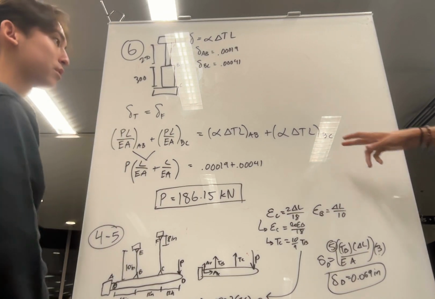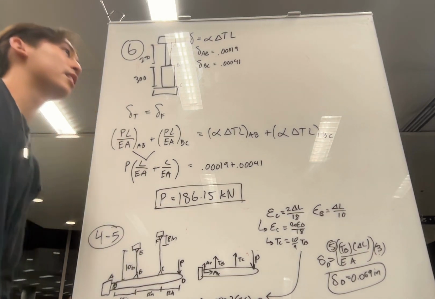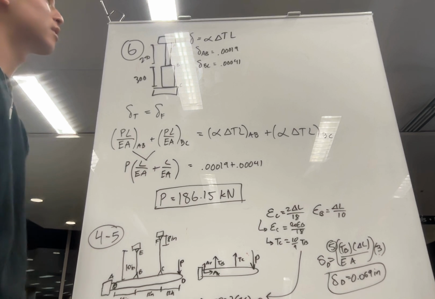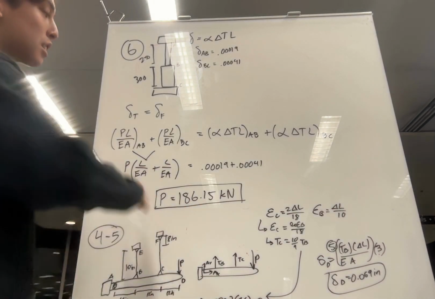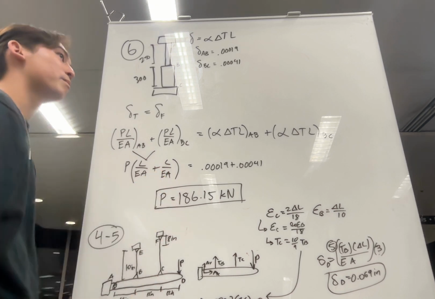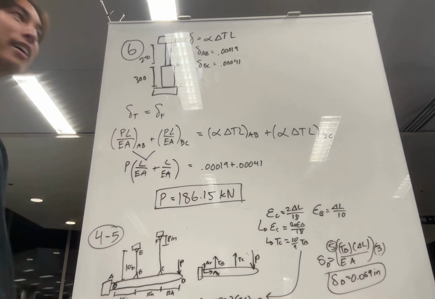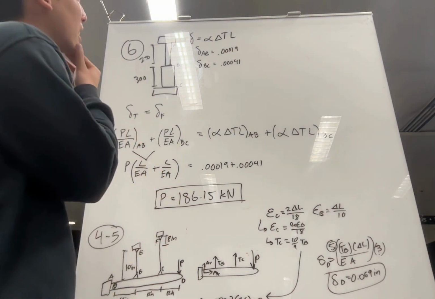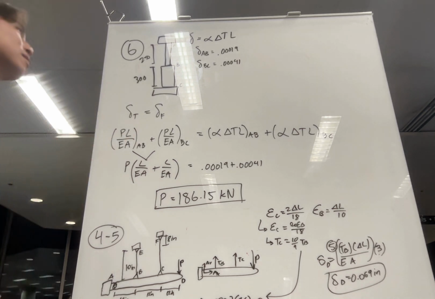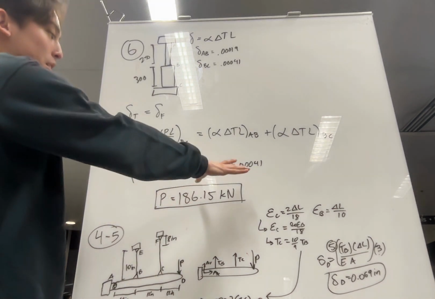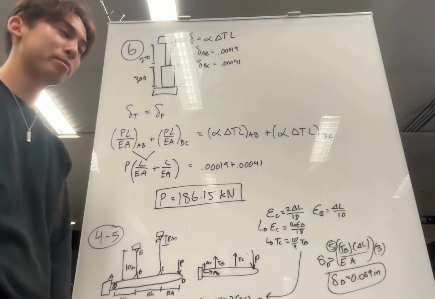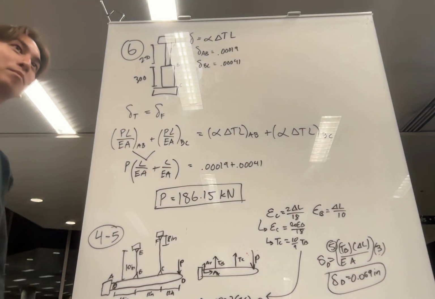And what's alpha in this equation? Alpha is the thermal expansion coefficient. It's given to you, and it varies for different materials. Then you just set it equal to each other, and then we just solve for P. We isolate P using this, and then we get P. That's pretty much it. Any questions?